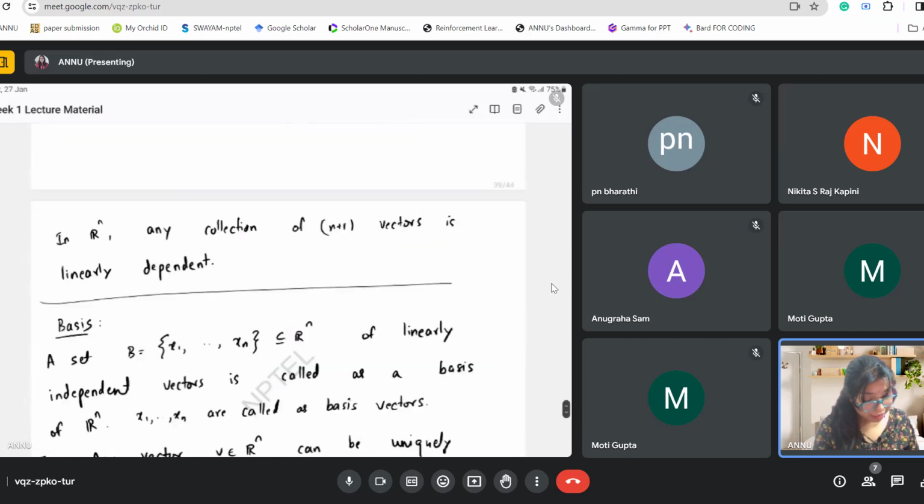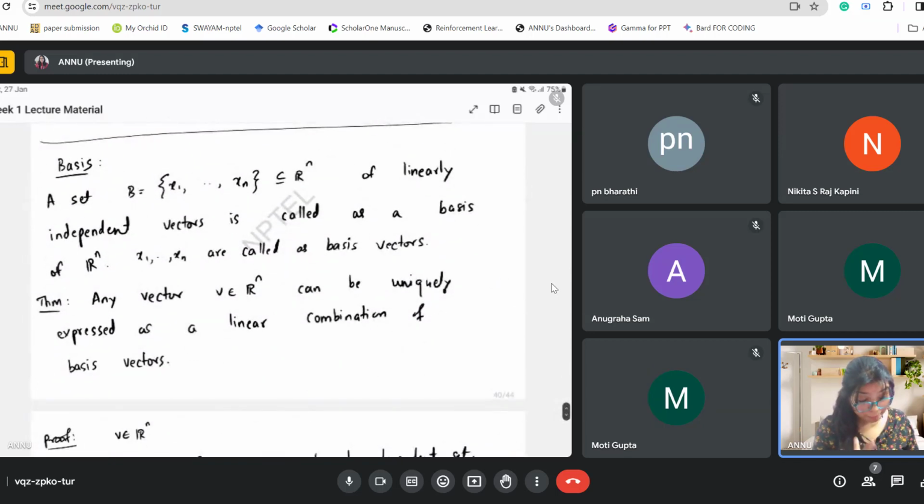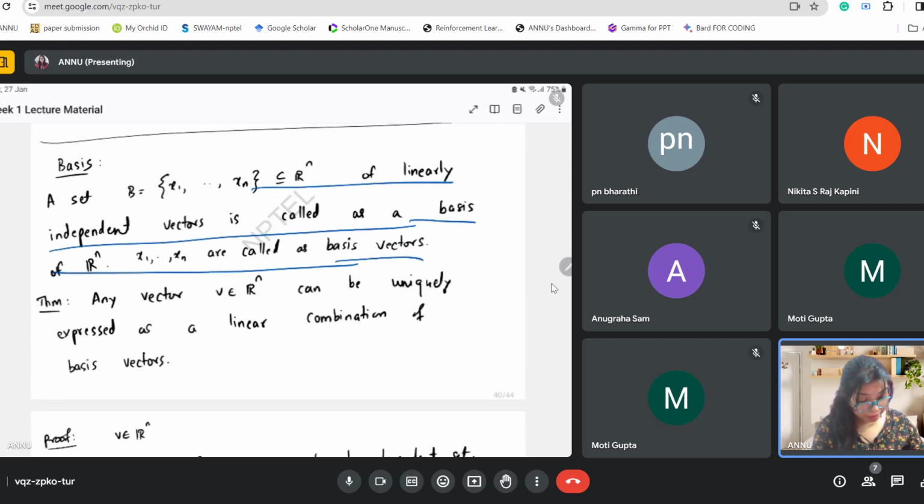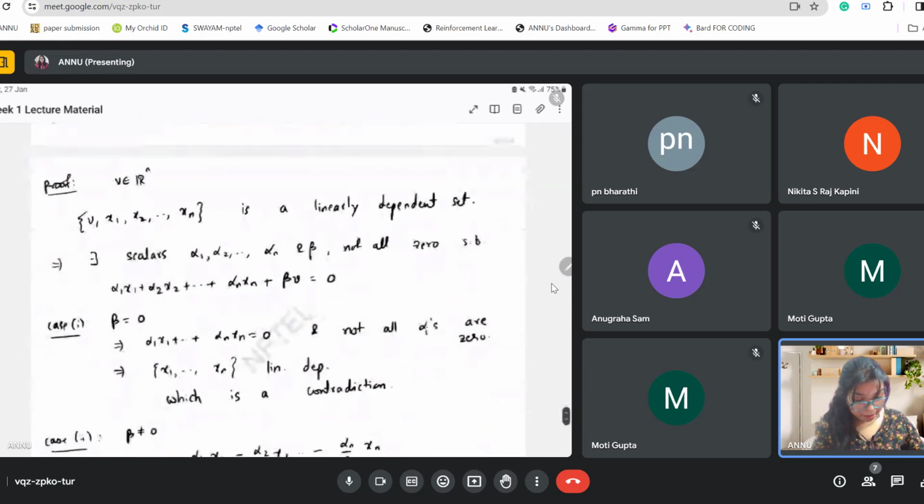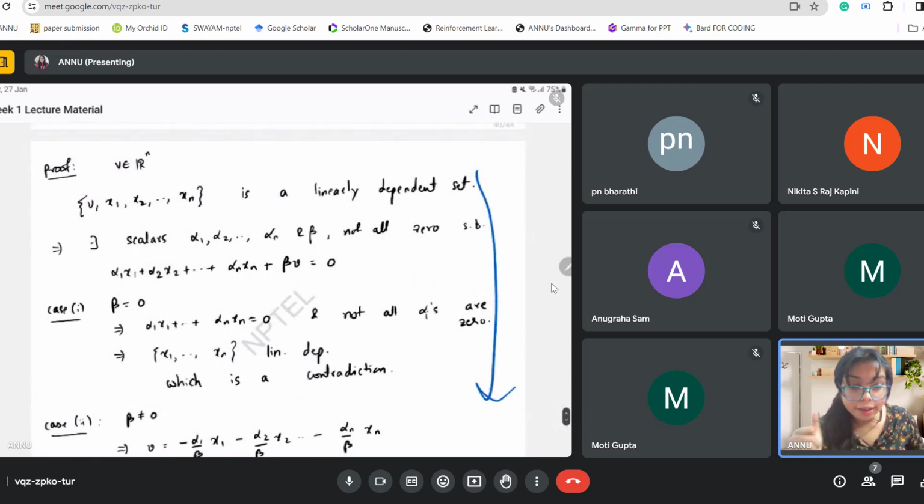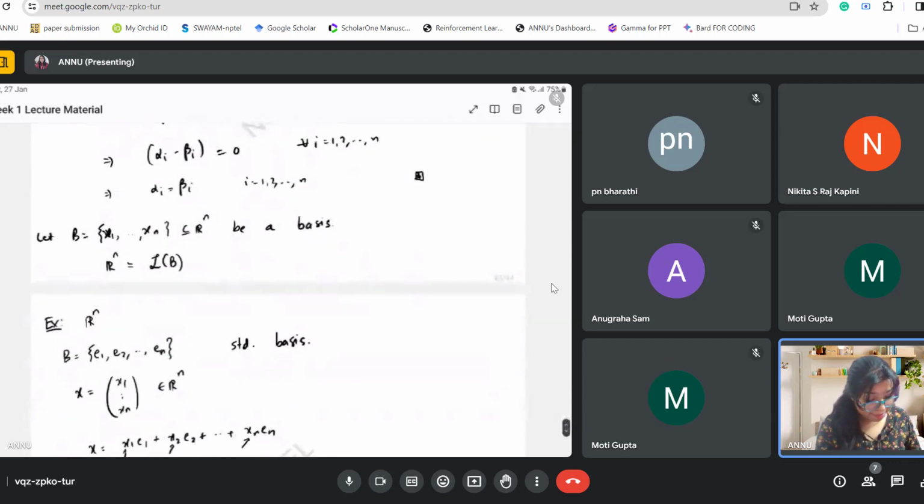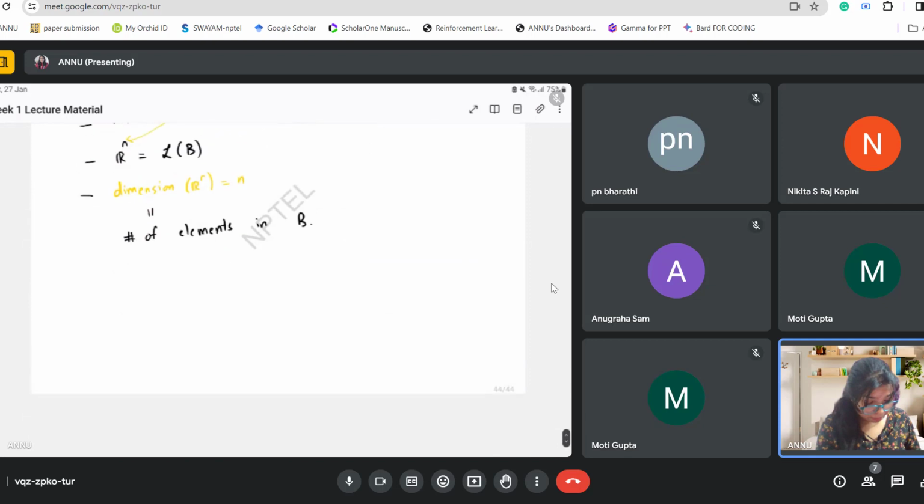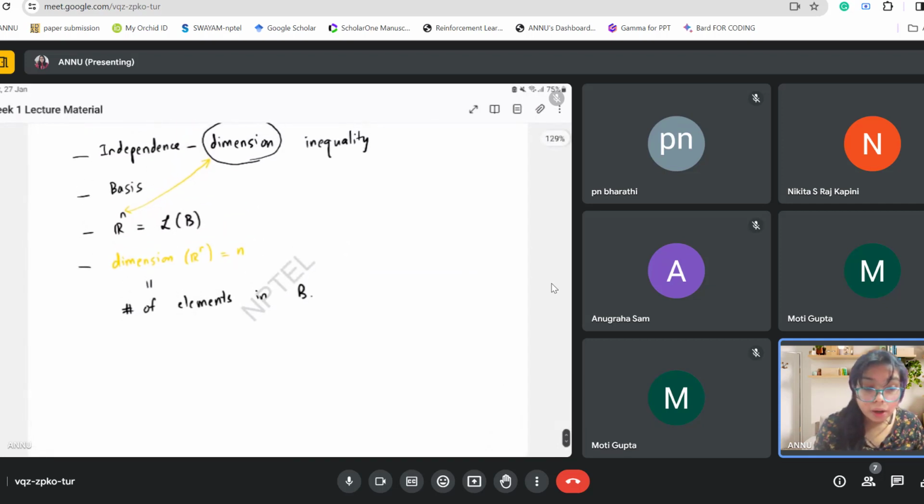If they are linearly independent vectors, then they are called a basis of Rn, also called basis vectors. Why is this a basis? Because any vector belonging to R power n can be uniquely expressed as a linear combination of these basis vectors. There is also a proof, which goes by contradiction. They have some proofs, that's the only thing. So I covered whatever was taught in the first week. Now we will go through some of the questions.